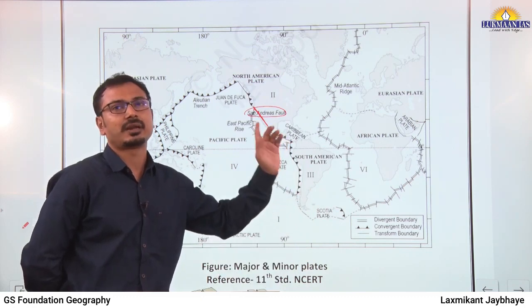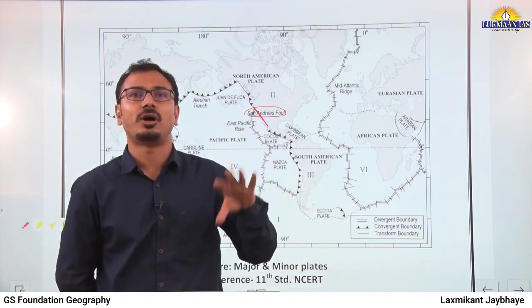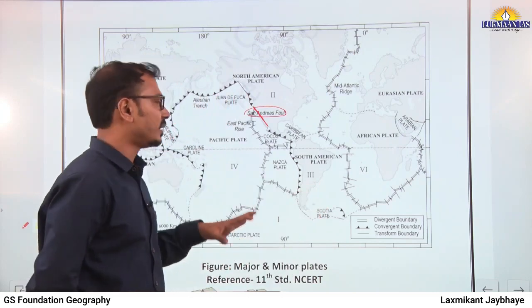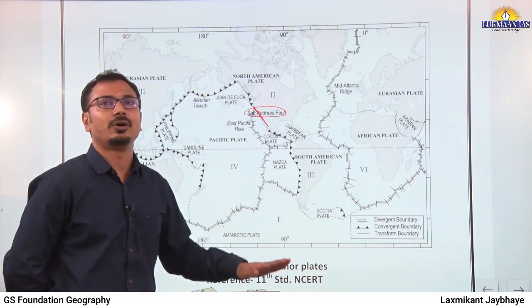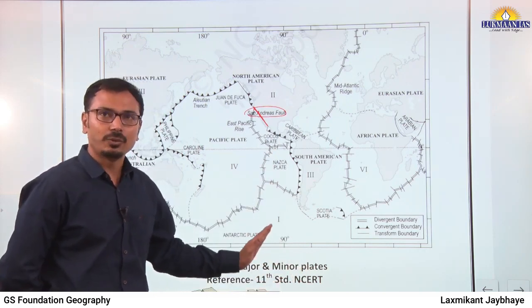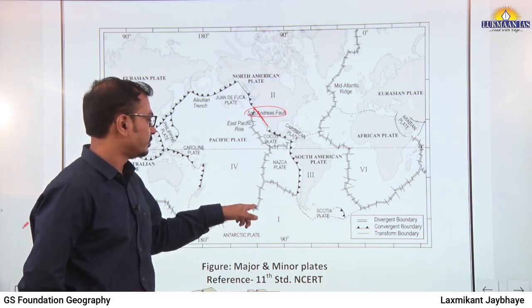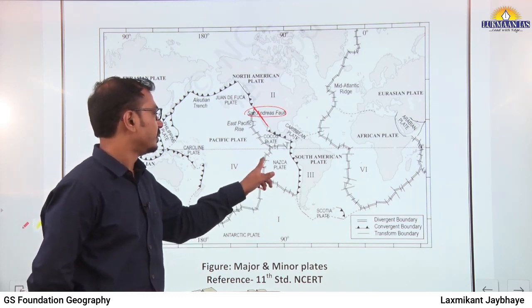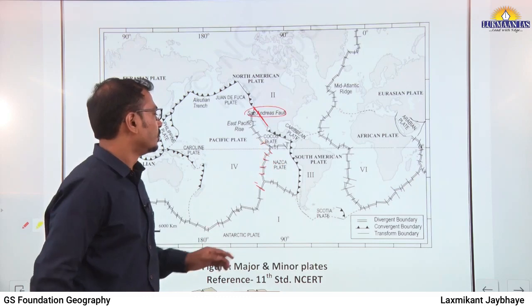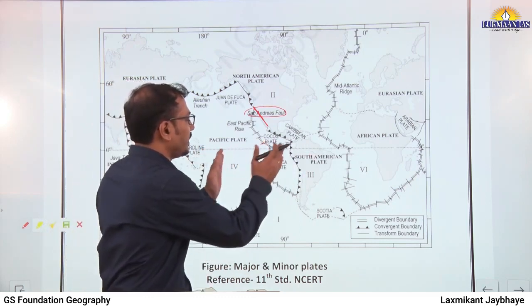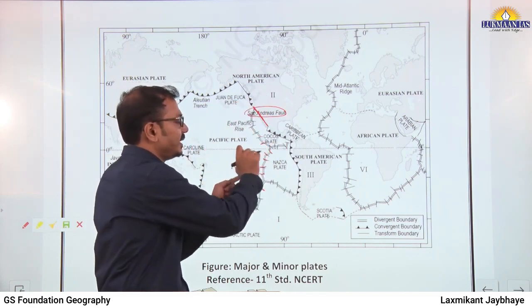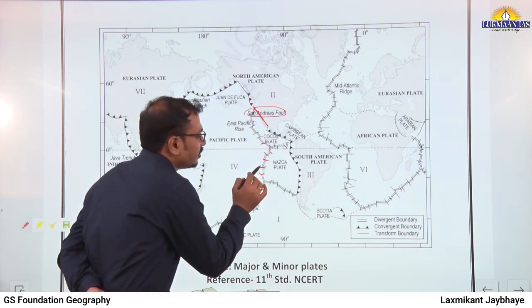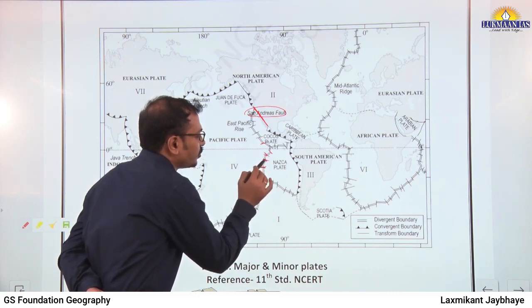Remember this: transform boundaries are generally associated with faults, and most of the transform boundaries are located along the mid-oceanic region, in this manner, like this. That means the plates are not moving away from each other or towards each other; rather they are sliding past. This becomes a small landmass, this becomes a small landmass, and they are moving like this.